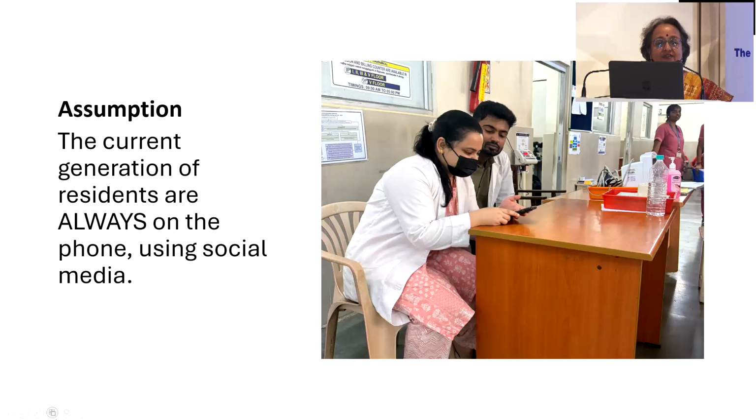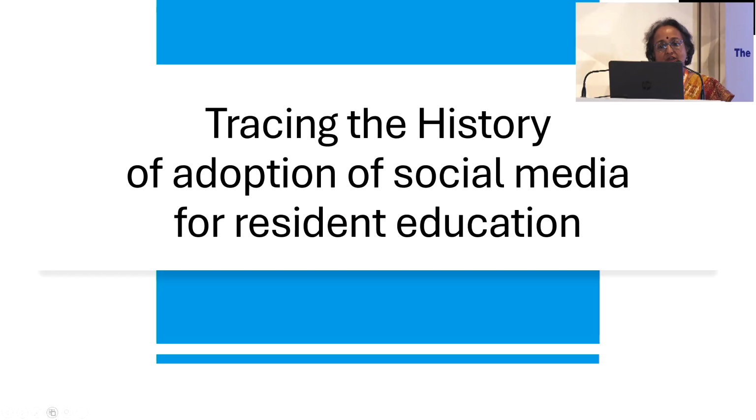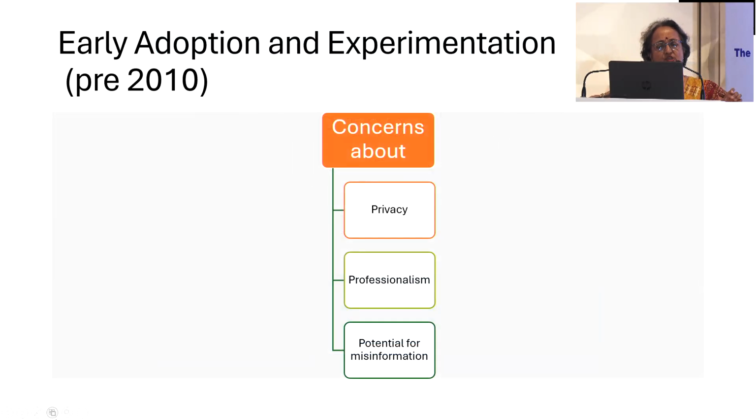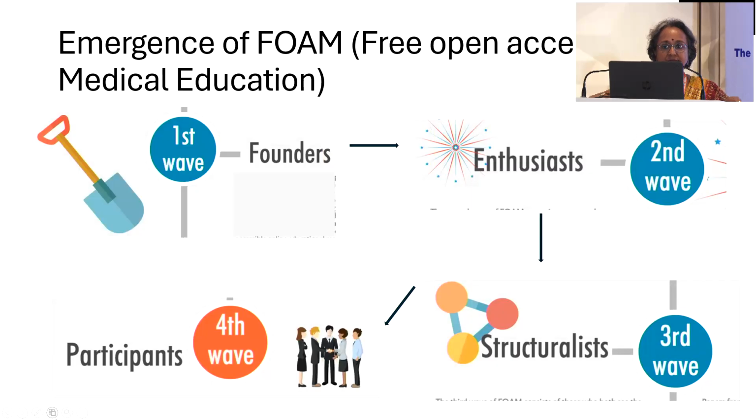So the assumption is the current generation of residents are always on the phone using social media, and that's a very correct assumption. Okay, so when we look at tracing the history of adoption of social media, we're looking at pre-2010, and there was a lot of skepticism and paranoia at that time. The concerns really were about privacy, professionalism in the use, and potential for misinformation.